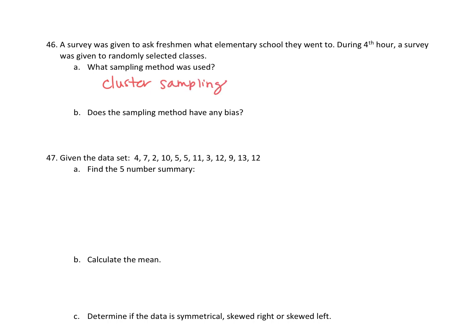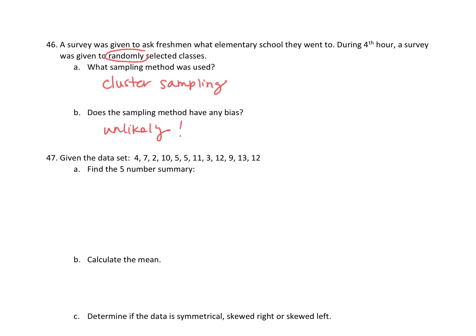All right, so part B, does the sampling method have any bias? Our sampling methods that are likely to be biased are convenience and self-selected. So cluster sampling is one that is unlikely to be biased. Another reason is there is some randomization involved, so that decreases the risk of bias as well.